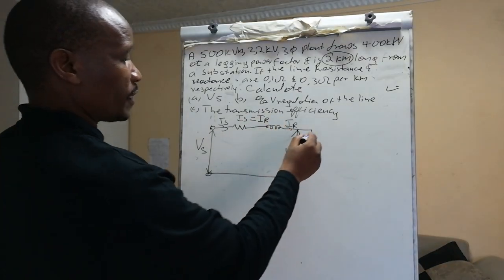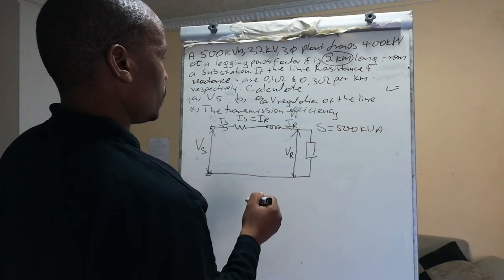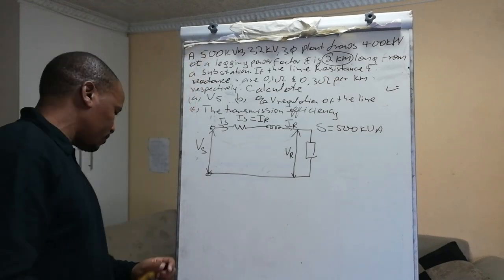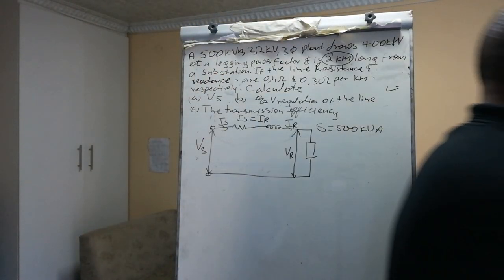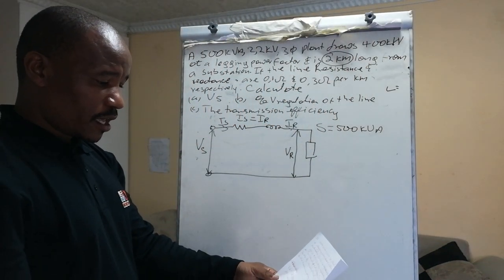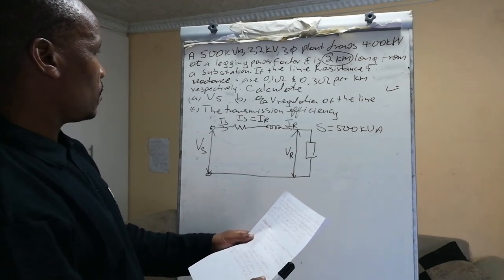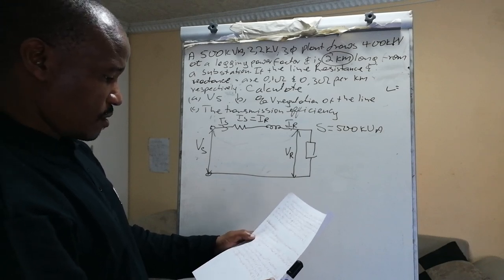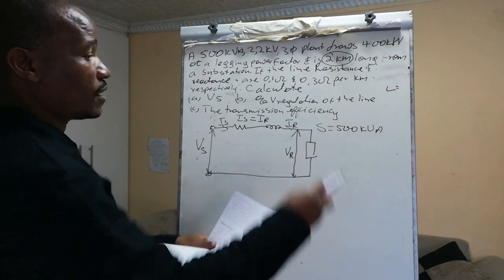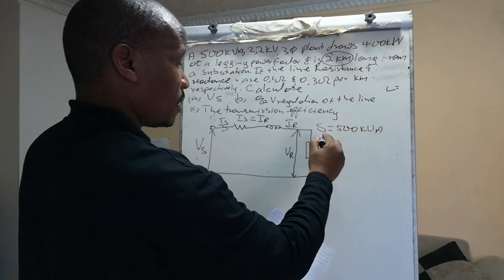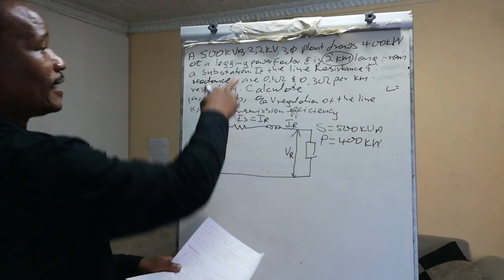And then here you are given what? You are given the rating of 500 kVA. Let me check the question, so that we can see whether we missed something. Here it is. Apparently this information is short. It's not short, it's given there. You are also given the power. The power is equal to 400 kilowatts, at a lagging power factor.